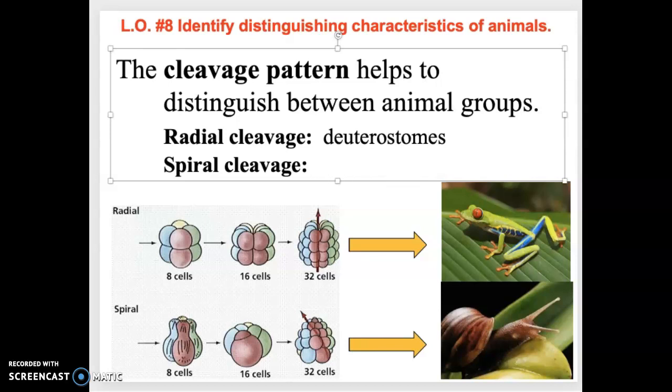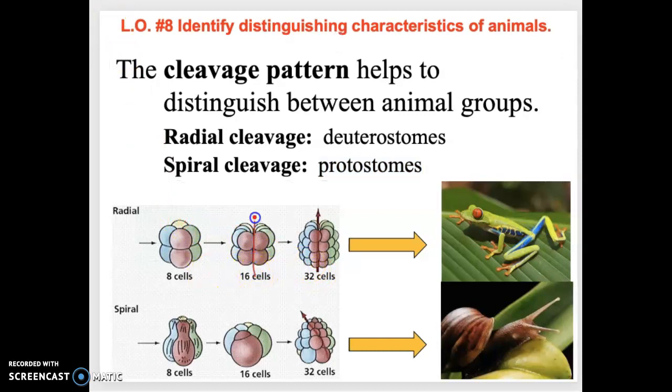Spiral cleavage is found among the protostomes. So there's your second trait or feature. When we talk about radial cleavage, imagine having a line or a shaft or a rod straight up and down, and then as the cells are dividing, they're just stacking up one level on top of the next, on top of the next, around that central axis or shaft there.